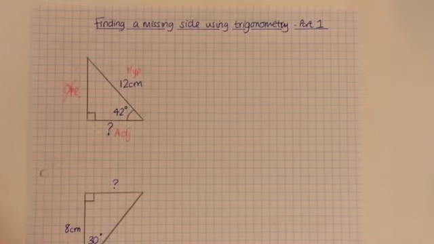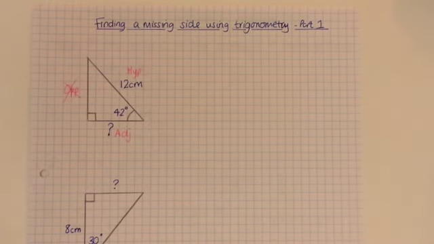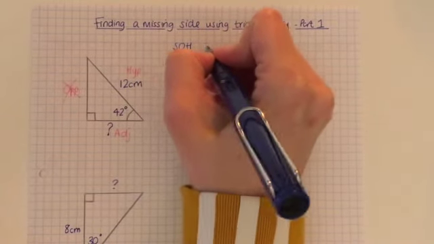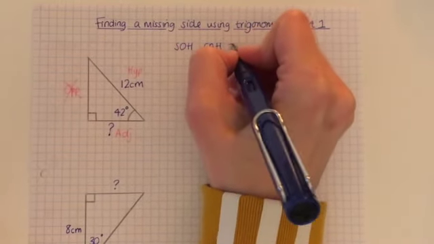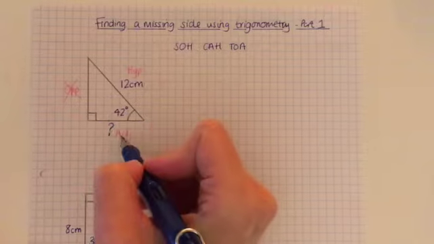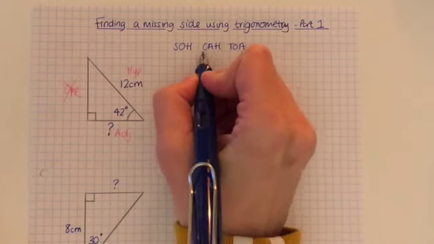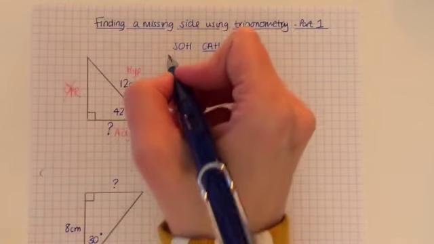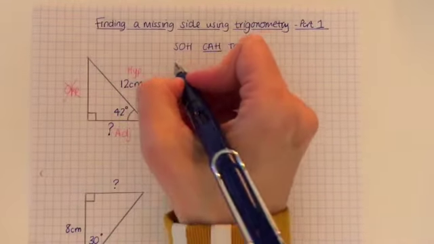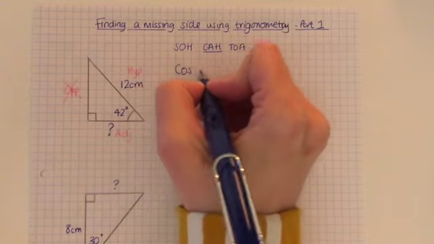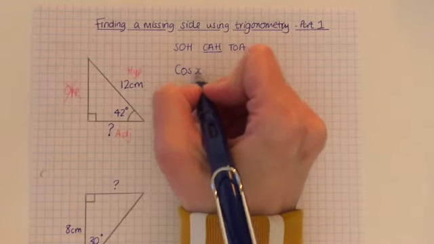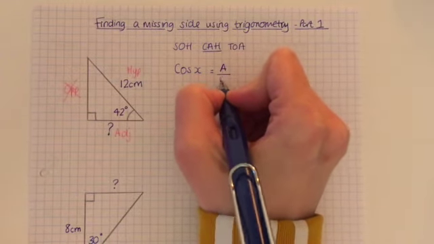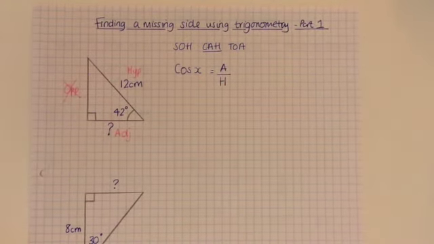So we're working with A and H, and this is our word that we check first of all to see which part we're going to use. So we've got SOHCAHTOA. If we're working with A and H, we're going to be working with CAH. So first of all we can write out the formula. So it's cos of the angle, so I'm going to call it x, equals the adjacent over the hypotenuse.